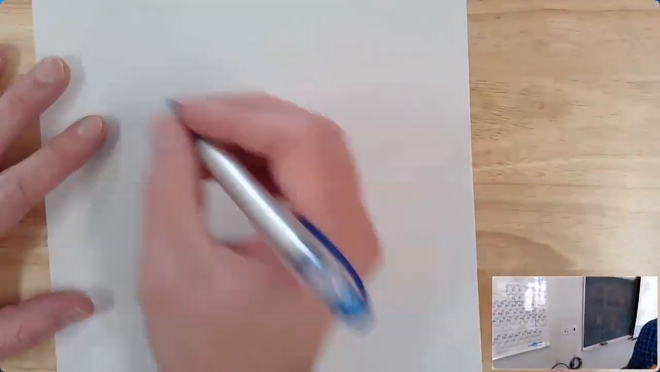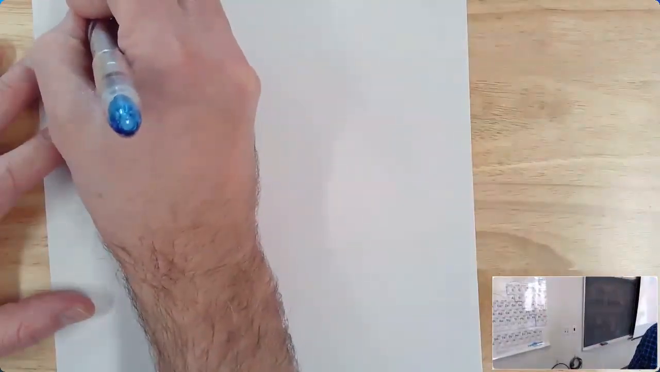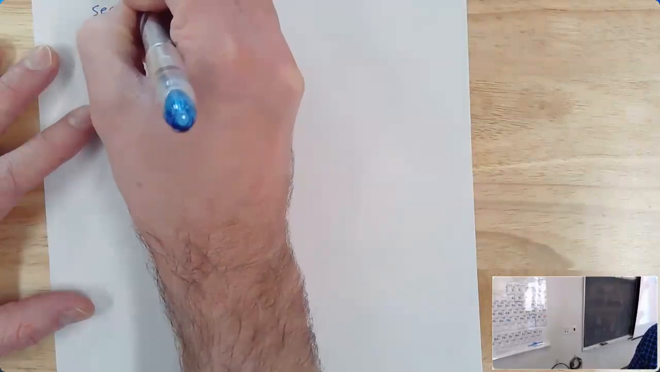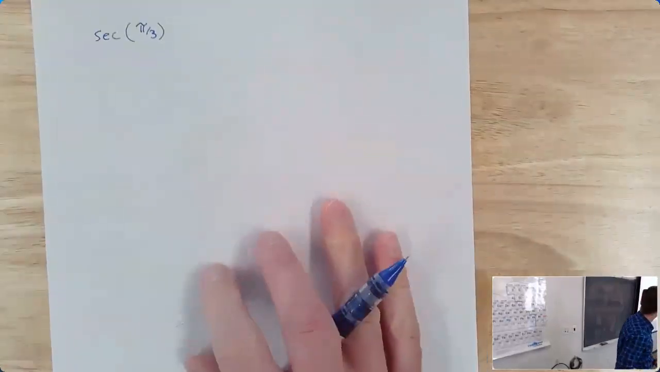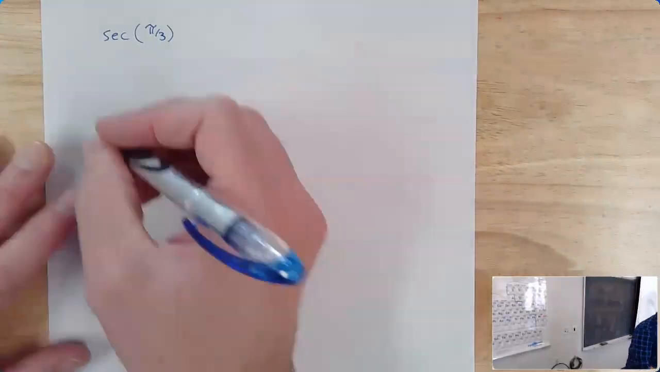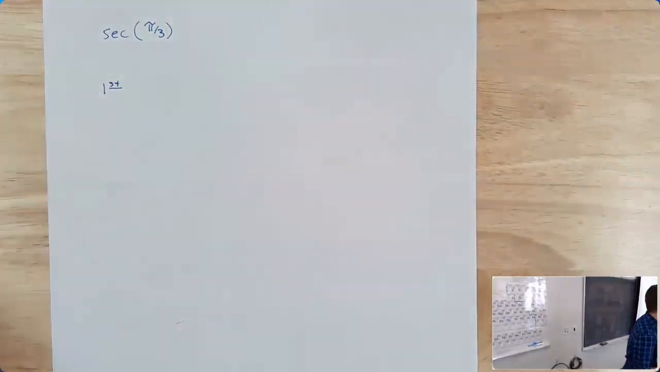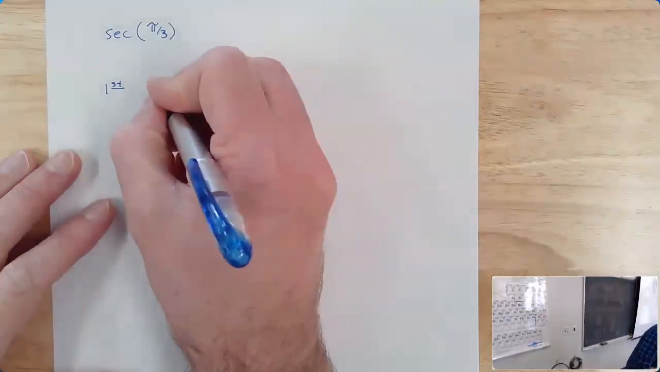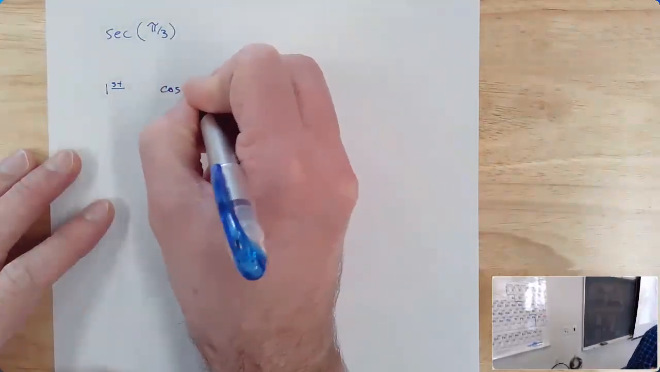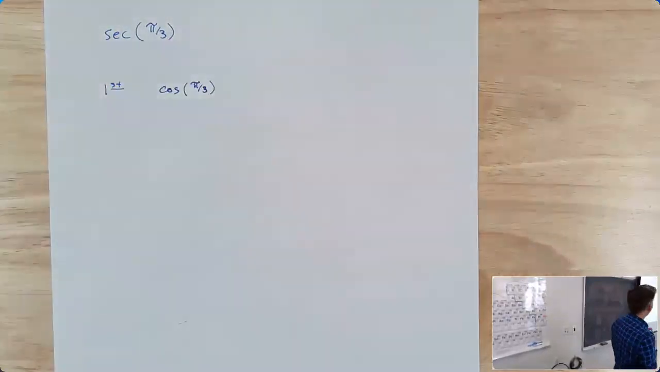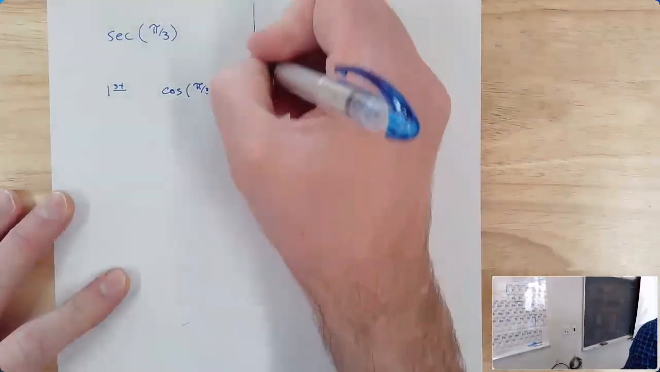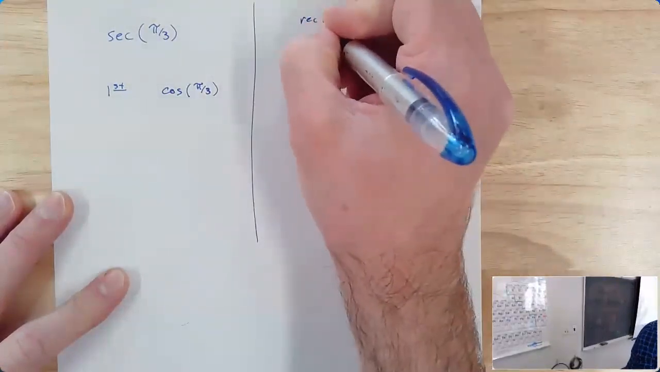So a couple things. If you're asked to find something like secant of pi over 3, what do we do first? What's the reciprocal of secant? It is cosine. One way of remembering which ones are reciprocals of each other is, well, clearly tangent and cotangent have to go together. So just as a quick aside here, reciprocals.